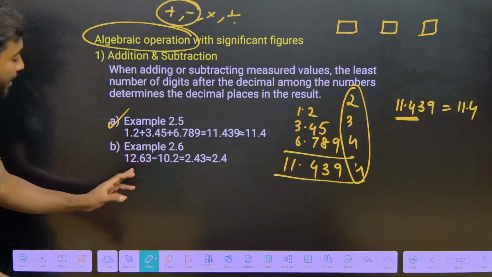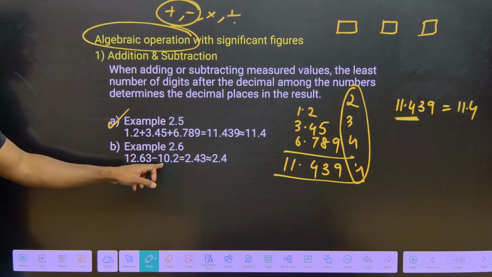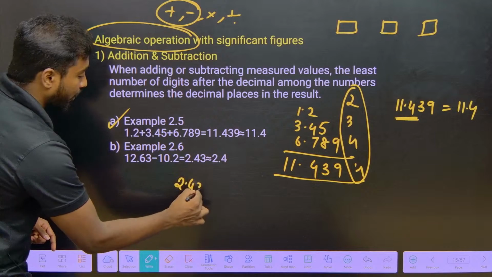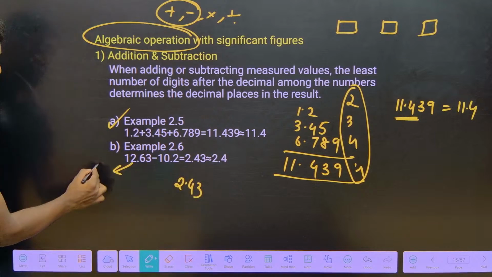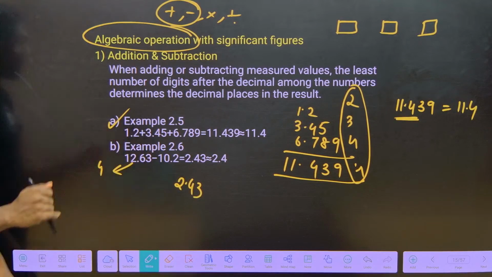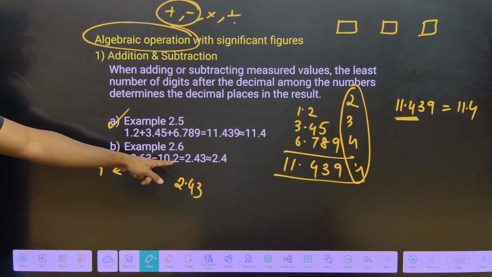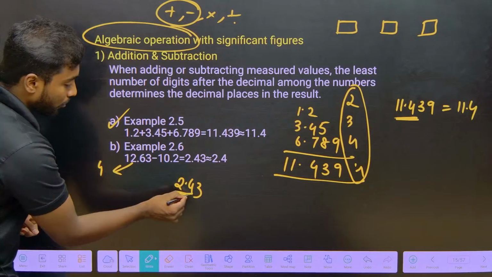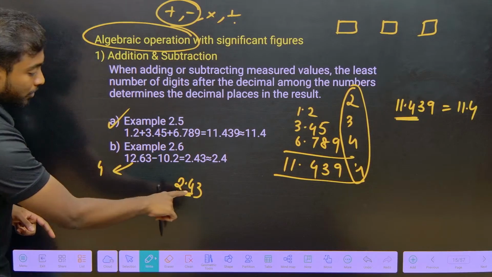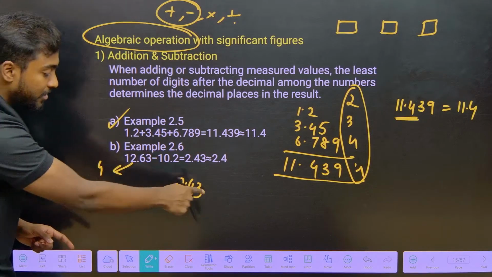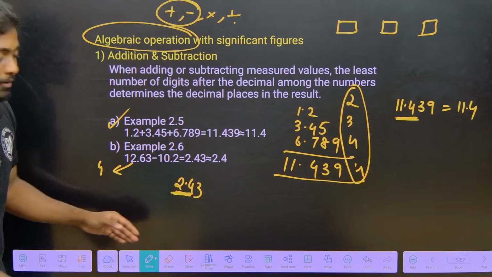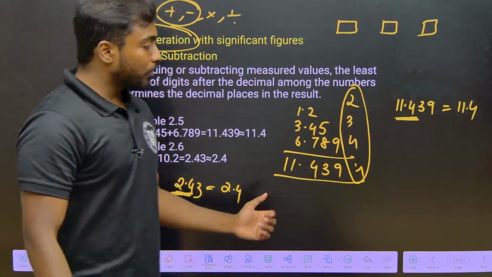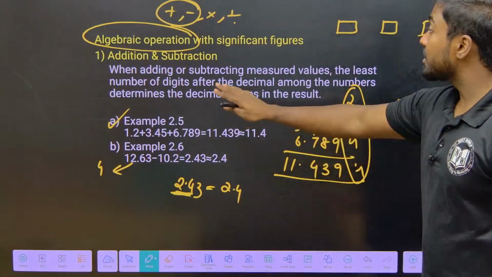Example 2 is 12.63 minus 10.2. We got the answer as 2.43. How many significant figures for this? 4 significant for this, 3 significant for this. But the decimals, if you see, the least is 1. So I need to consider only 1, so 2.4. The next number is 3, which is less than 5, so I can write it as it is, 2.4. Any doubt here? Rounding off for addition and subtraction.